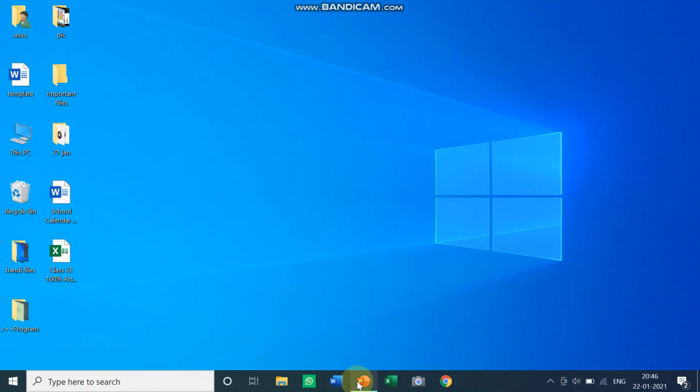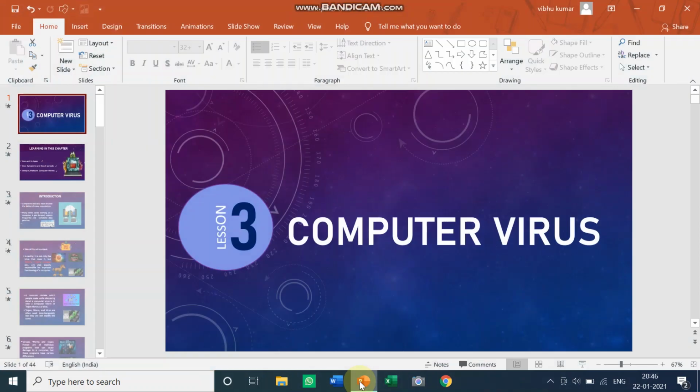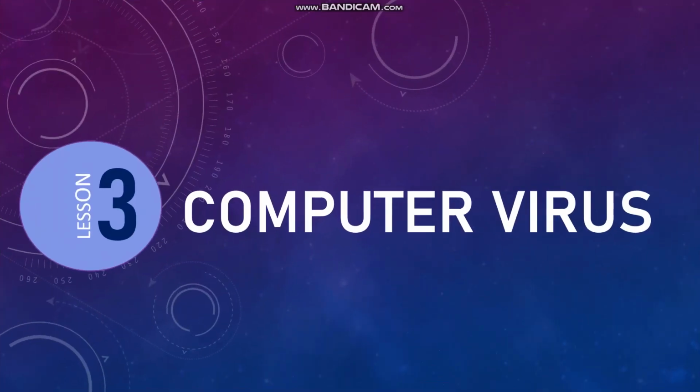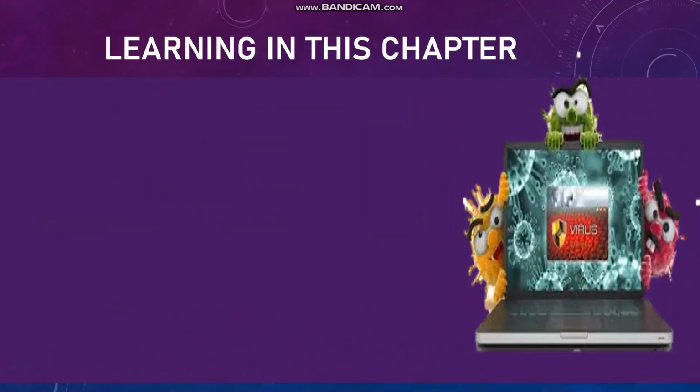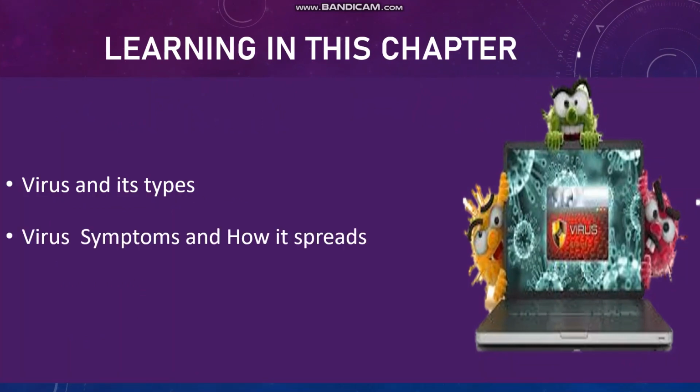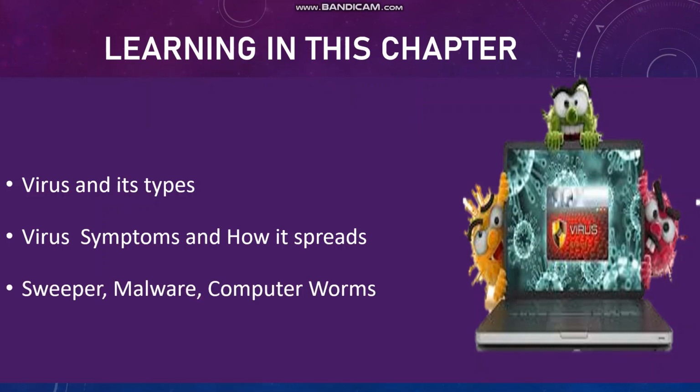Open your eyes, children. Let's get started. As you know, we are doing chapter 3, Computer Virus. In the previous session, we have learned about virus and its types, virus symptoms, and today we are going to learn about how it spreads, sweeper, malware, computer worm, and let's see what more.